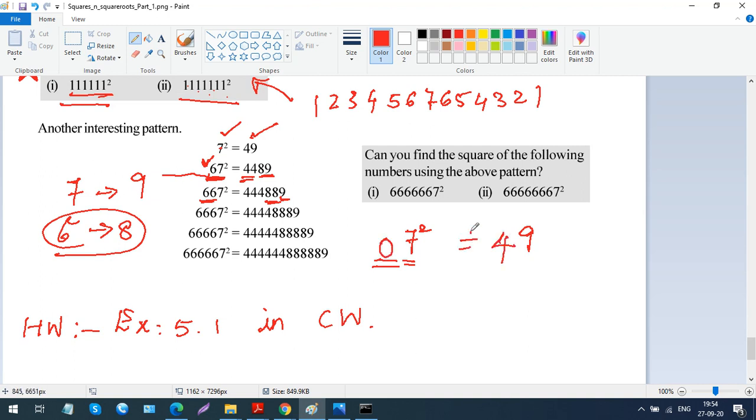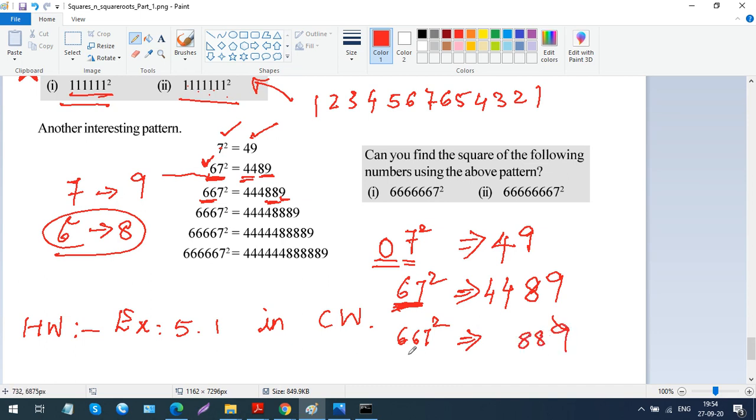Now if you have 67 square, for the 7 you put 9, and for the 6 you put 1 8, and there are 2 digit numbers, so you put 2 4's. Understood? So if you have double 6 and 7 square, for the 7 you put 9, and you have 2 6's, so 2 8's, and they are 3 digit numbers, so you put 3 4's. Understood?